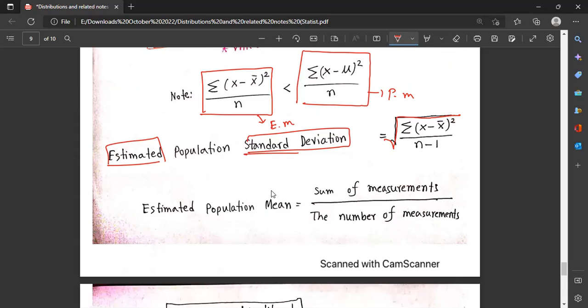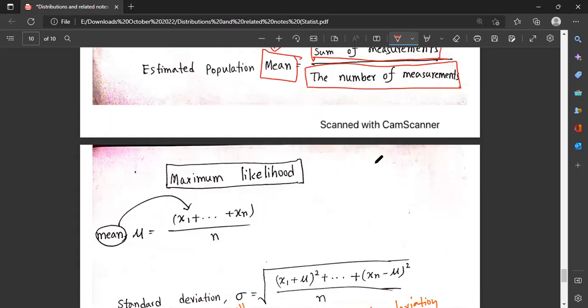And the estimated population mean will be the sum of measurements by the number of measurements. We already know that mean is the sum of measurements, and then we divide it by the number of measurements.